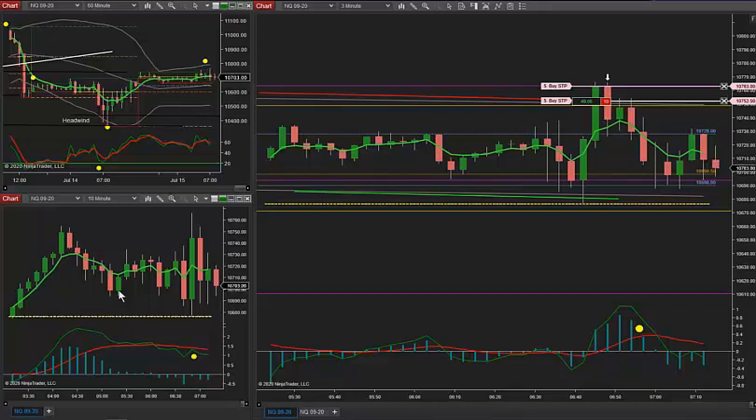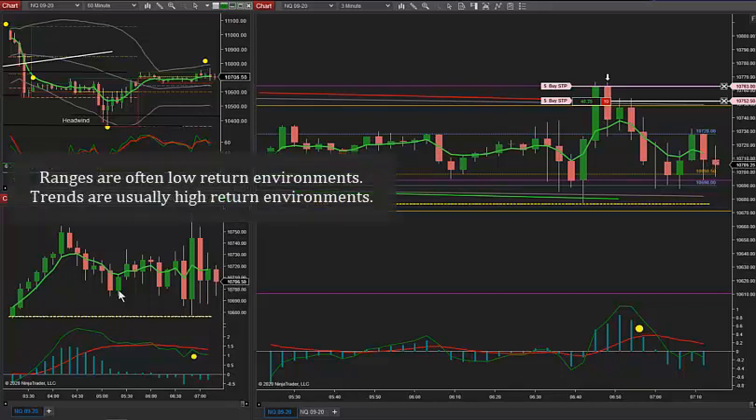I ask myself, is this a high return or a low return environment? What do I mean by that? If price is in a range, that's pretty much a low return environment. Yes, you can trade it if it's wide, not so much if it's narrow. And you can probably make money if you have very good, precise execution and discipline. But that's not going to be nearly as profitable as a trending environment, which is a high return environment.